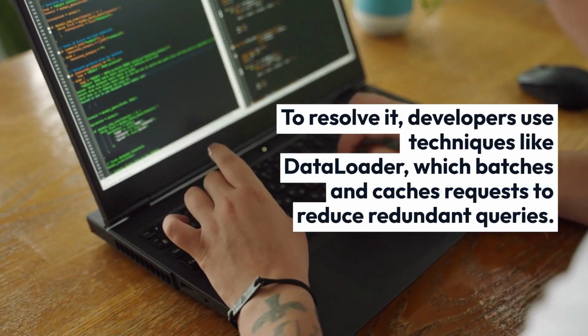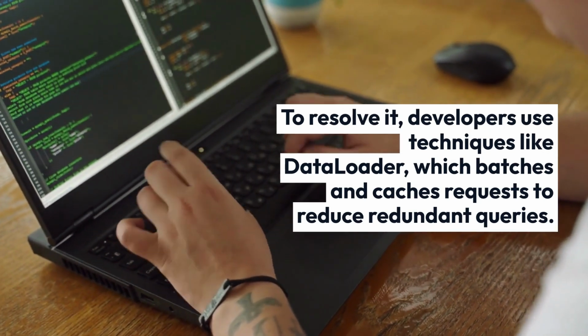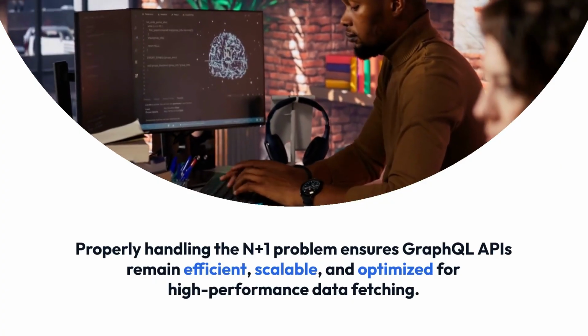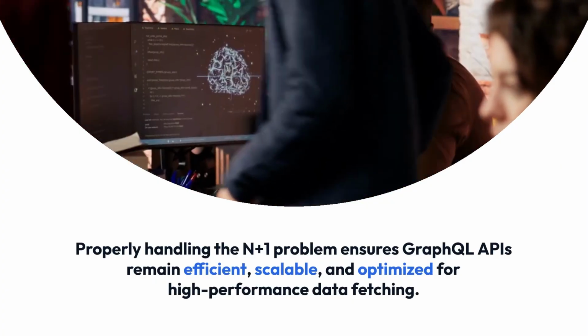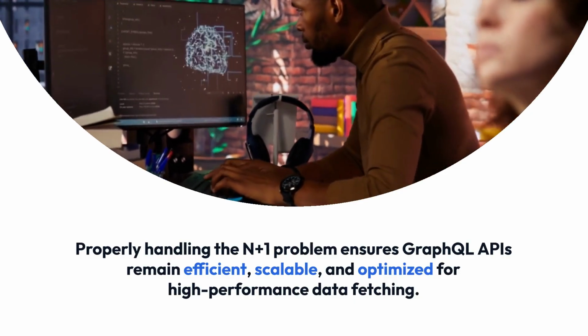To resolve it, developers use techniques like DataLoader, which batches and caches requests to reduce redundant queries. Properly handling the N+1 problem ensures GraphQL APIs remain efficient, scalable, and optimized for high-performance data fetching.